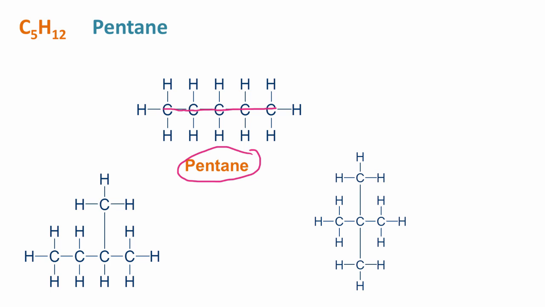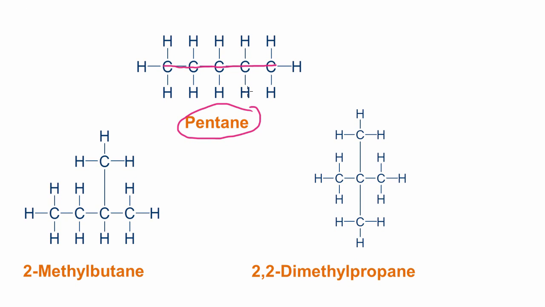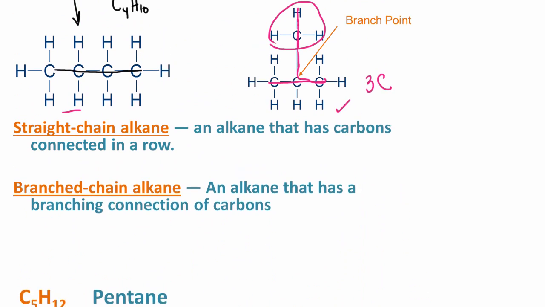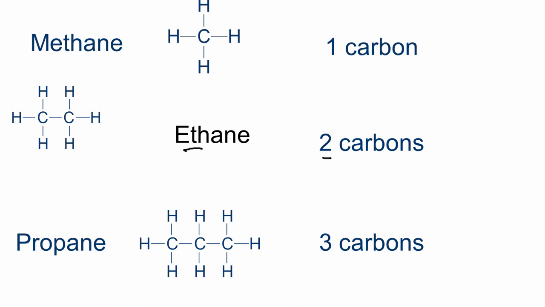Now, there are 2 other ways to draw a structure with this same molecular formula. We can draw it like this with a branch point on this carbon, or we can draw it like this where 3 carbons are in the longest continuous chain with 2 branch points on the central carbon. So these are different compounds. This one here is called pentane. This is 2-methylbutane, and this is 2,2-dimethylpropane. So different compounds, different properties. We'll learn how to name these in a few minutes.